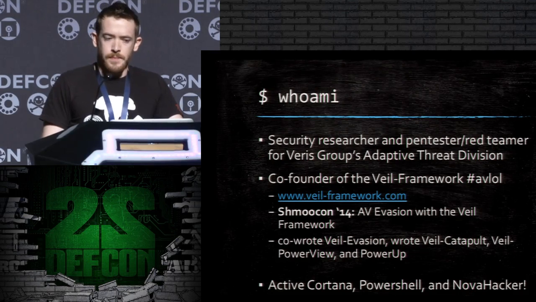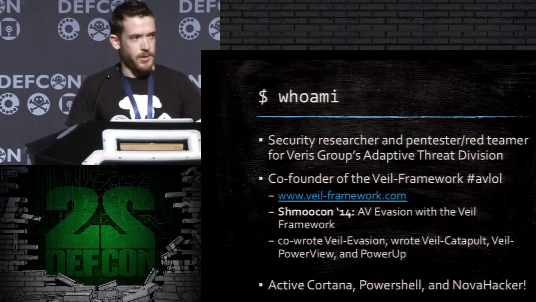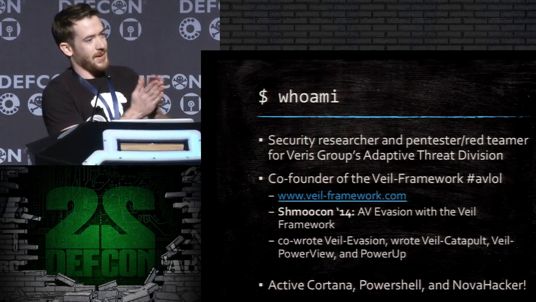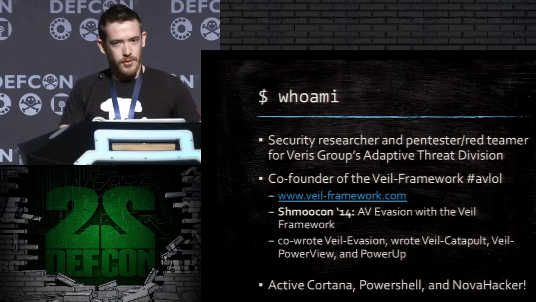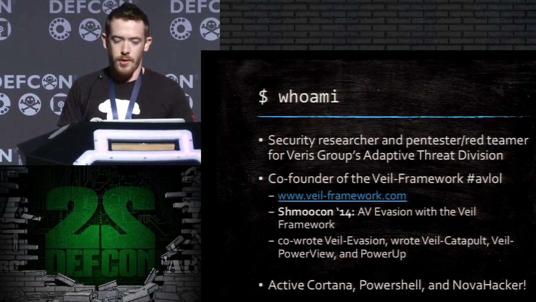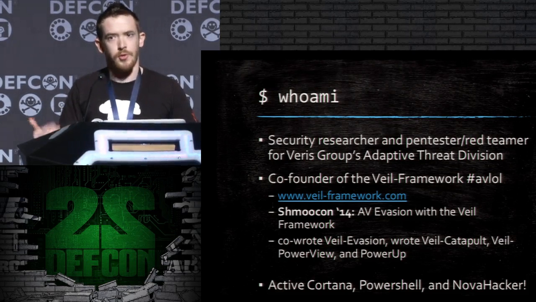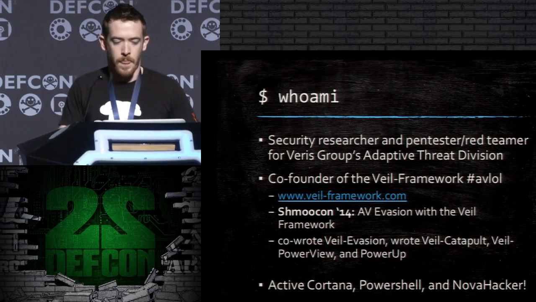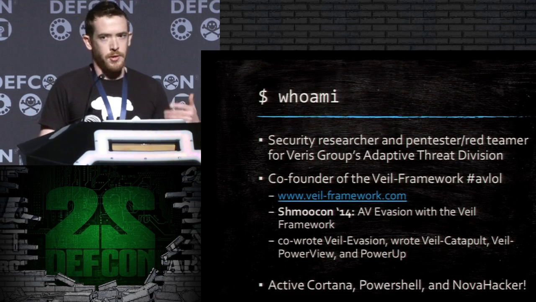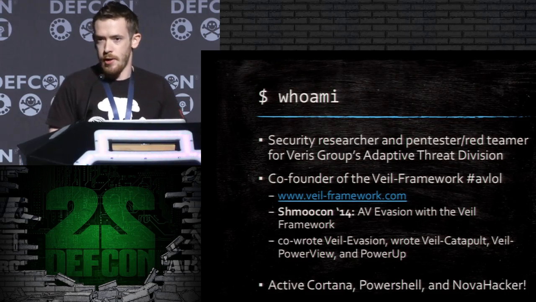We kind of premiered our tool this year at ShmooCon 2014 under a talk called AV Evasion with the Veil framework. And the other guy that works with the tool with me is sitting in the front row. That's Chris Truncer. Hi, Chris. Thanks. So Chris and I co-wrote Veil Evasion. I wrote Veil Catapult, which I'll go over in a little bit. I wrote a PowerShell post-exploitation situational awareness tool called Veil PowerView. And I'll talk about a couple of the functions that are applicable here. And I wrote a Windows privilege escalation automator in PowerShell called PowerUp. I'm an active Cortana, PowerShell, and Nova hacker.